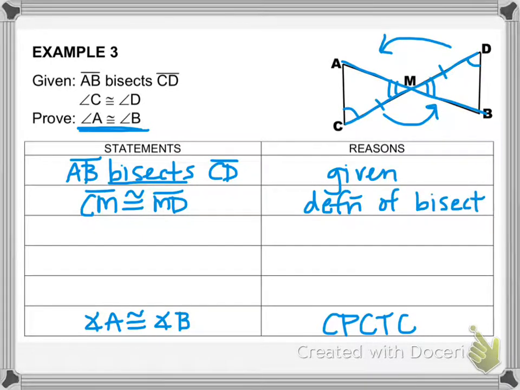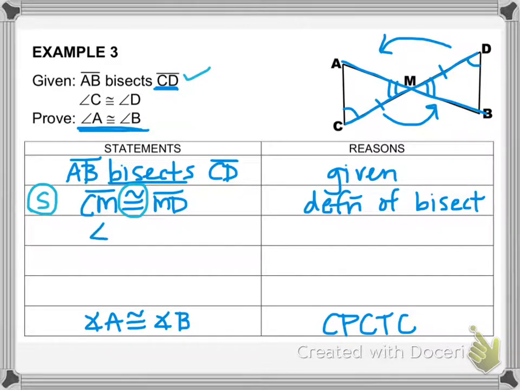Okay, remember when you're bisecting, look at what's after the word bisect. That'll tell you what you're bisecting. If you're bisecting a segment, you're going to have congruent segments. If you're bisecting an angle, you're going to have congruent angles. All right, so this is a congruent statement, and it's sides that are congruent. So I am done with that given.